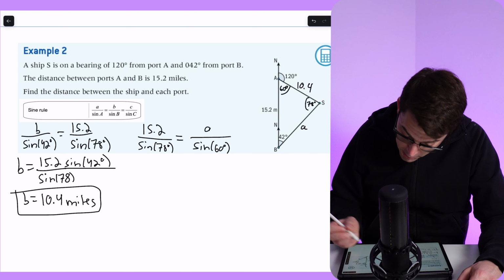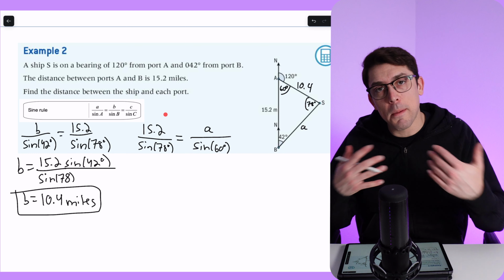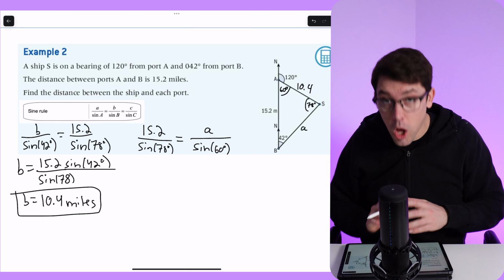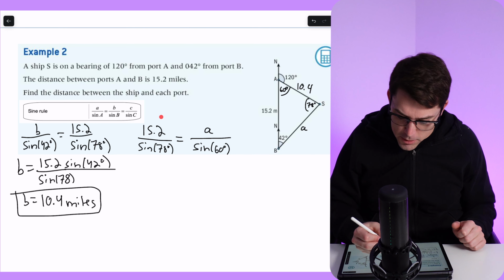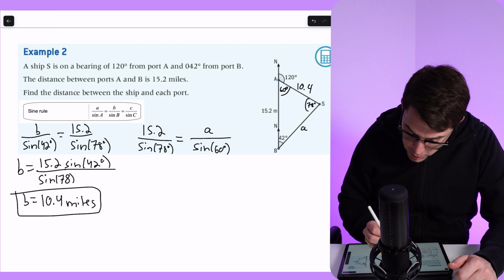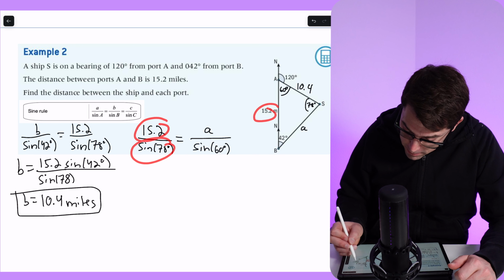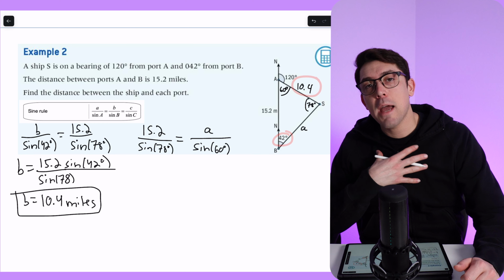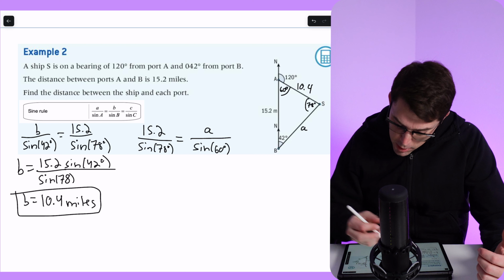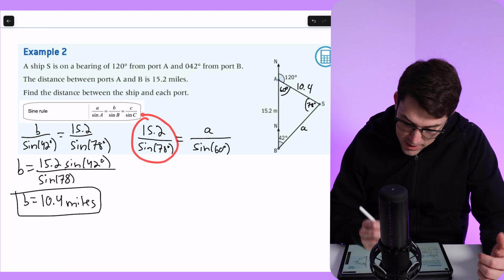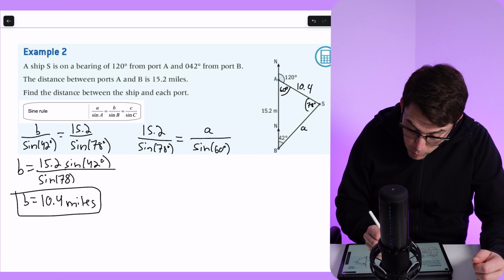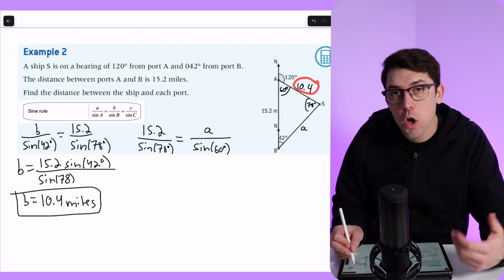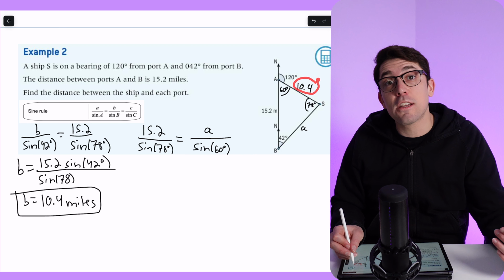When I said this problem was slightly open-ended, I was talking about this figure right here, because you could use 15.2 and sine of 78, because they're opposites. You could also use 42 and then 10.4. I personally would highly, highly encourage you to use 15.2 over sine of 78. The reason is that 15.2 was directly given to us by the problem, versus when we had 10.4, we introduced some rounding in order to get to 3 significant figures.